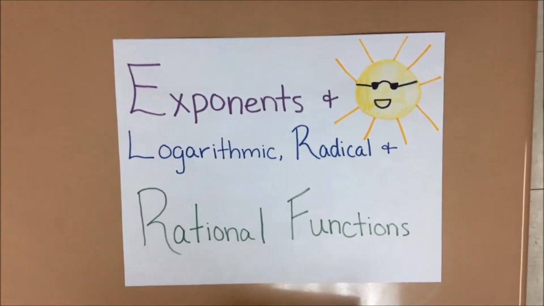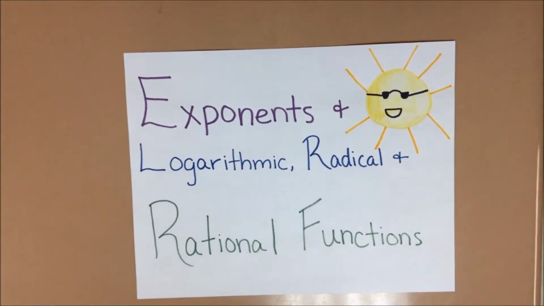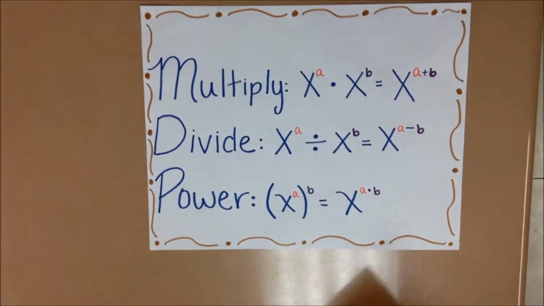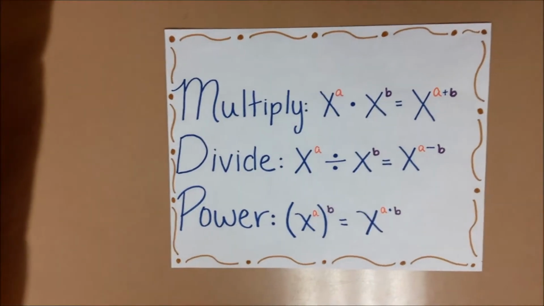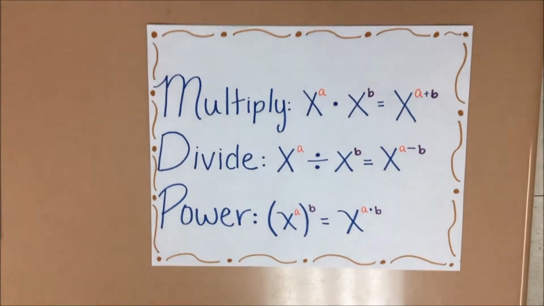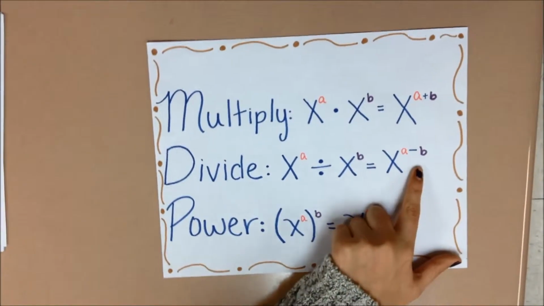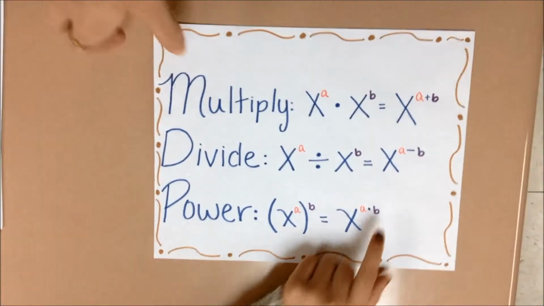We had the unit for exponents and logarithmic, radical, and rational functions. When combining exponents with like bases, you'll need to know these properties. Multiplying, you add the exponents. Dividing, you subtract the exponents. And to the power, you multiply the exponents.